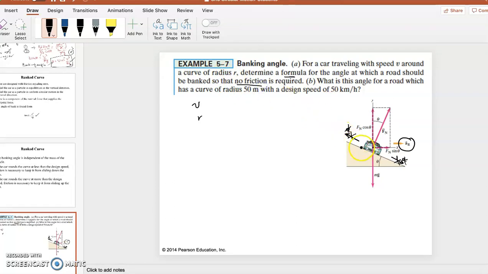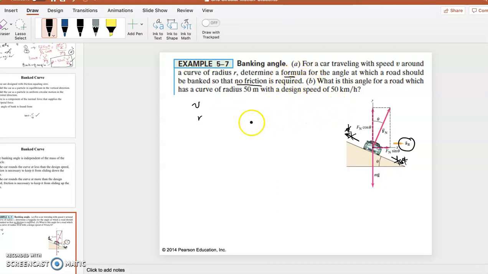Basically, banking of the road itself will keep the car on the road. It's not the friction between the road and the car. It doesn't depend on the friction between the road and the car to keep the car on the road. It is the choice of the proper angle which will keep the car moving on the road in a circular motion. So the formula.